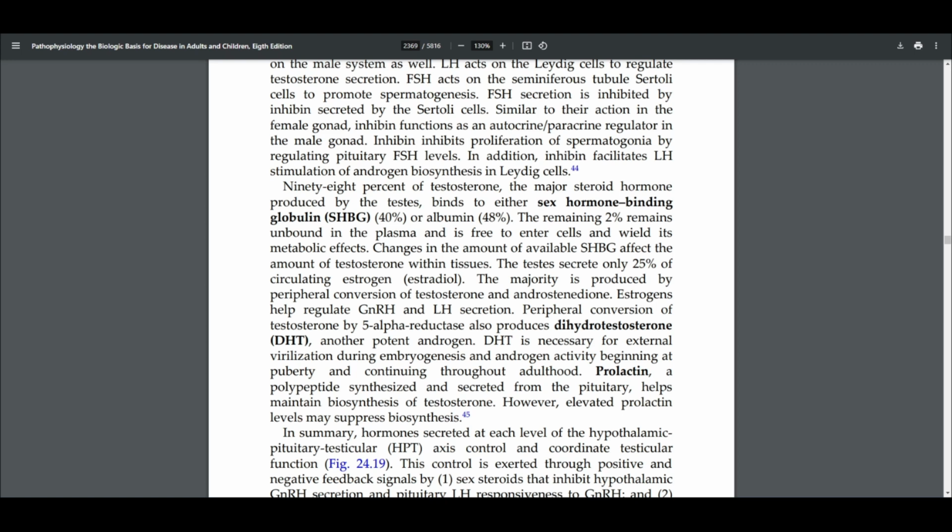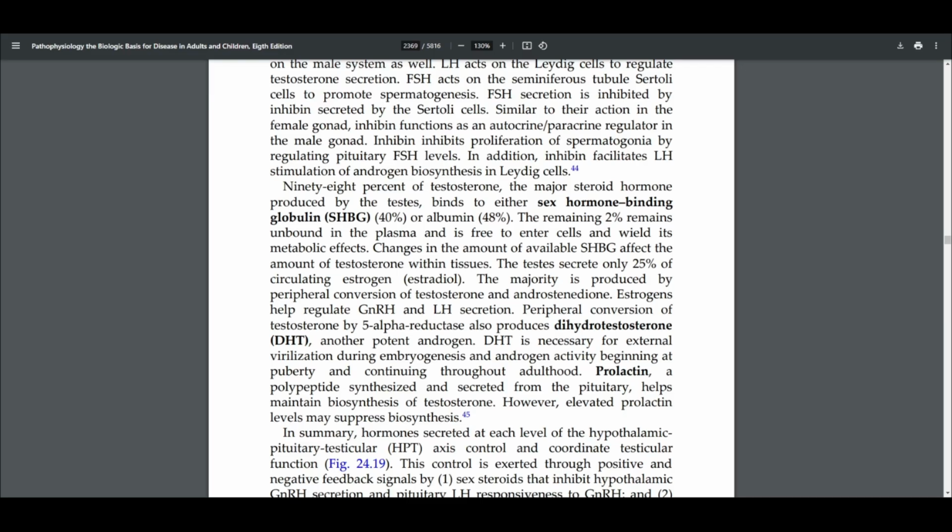98% of testosterone, the major steroid hormone produced by the testes, binds to either sex hormone binding globulin, which is 40%, or albumin, 48%. The remaining 2% remains unbound in the plasma and is free to enter cells and wield its metabolic effects. Changes in the amount of available SHBG, or sex hormone binding globulin, affect the amount of testosterone within the tissues. The testes secrete only 25% of circulating estrogen. The majority is produced by peripheral conversion of testosterone and androstenedione.